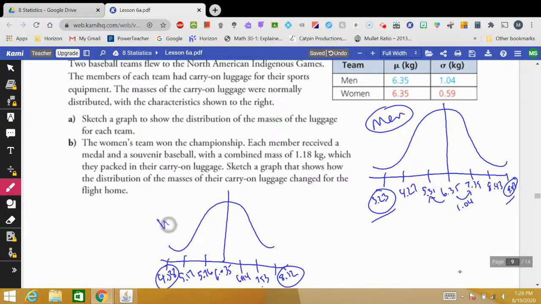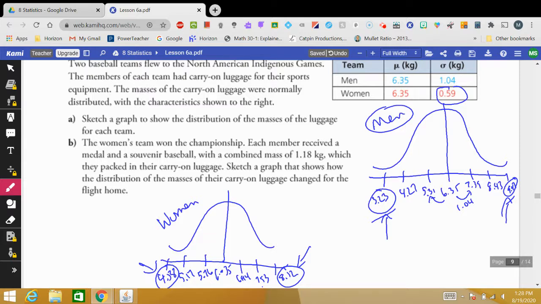So the women, because they have a lower standard deviation, remember standard deviation is how spread out your data is from the mean. So because their standard deviation is lower, there's less of a range in the weights of their luggage. It's more consistent. Remember, the lower the standard deviation, the more clustered your data values are around the mean, so the less range of values you have.